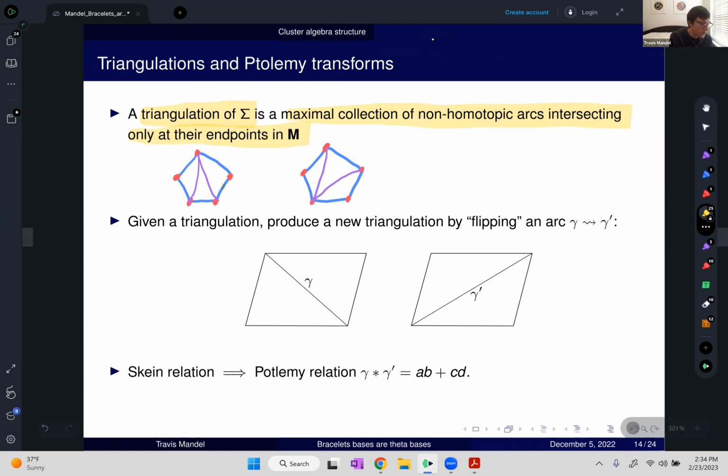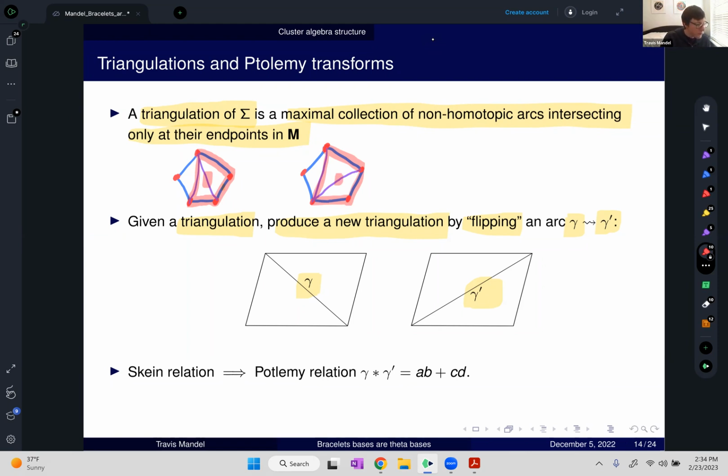In general, given a triangulation, you can always produce a new triangulation by flipping one of your arcs. If you have an arc gamma that forms the diagonal of some quadrilateral, you can flip it, replacing it with the other diagonal of that quadrilateral, which we call gamma prime. We actually did that up here. This arc is a diagonal of this quadrilateral, and when we flip it, here's the same quadrilateral, and the flip is now this arc.